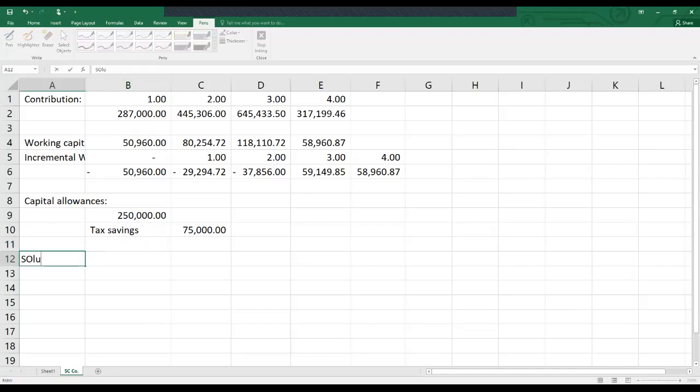With that, I can say this is a solution. Year zero, year one, year two, year three, year four. We don't need year five, because the tax is paid in the same year. Then you can have here contribution. So you can make reference to my workings already up there. You can drag across for the entire 4 years now.